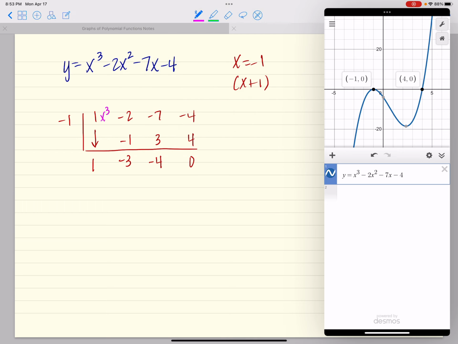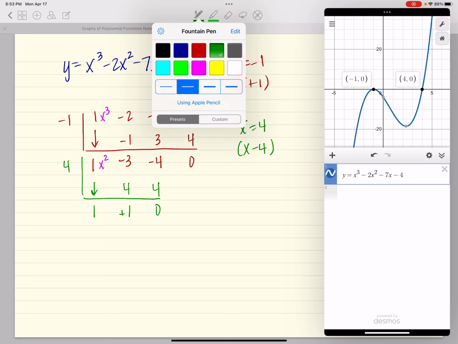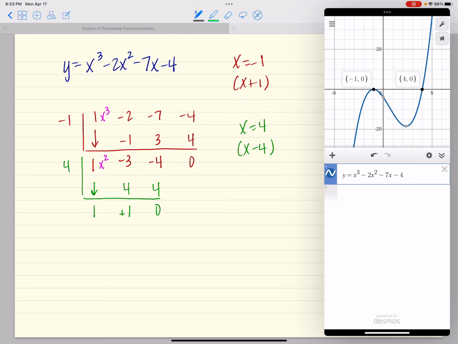Good, got a 0. So I started with this cubic polynomial. I divided it down to now I have a quadratic, but I have another factor here, right? My graph also touches the x-axis at 4, so if x equals 4 is a solution, that means x minus 4 has to be a factor. So now I'm going to take this polynomial and divide out that second factor. So if I divide by 4, when I bring this down, 4 times 1 is 4, add here I get positive 1, multiply I get 4, and there's my 0.